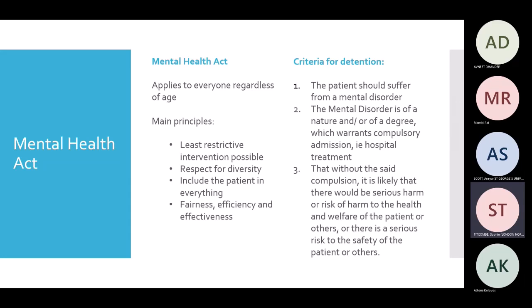So for someone with a learning disability, it's probably your Mental Capacity Act, for example, that might be more appropriate than your Mental Health Act. So when we've established that the patient's got a mental disorder, that disorder needs to be of a degree which warrants compulsory admission. And the reason it warrants compulsory admission is because without treatment, it's likely that they would seriously harm themselves or other people. So they're the things that we're thinking about when deciding if somebody should be detained under the Mental Health Act.